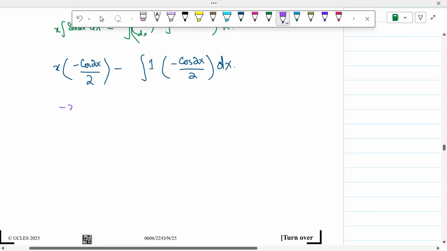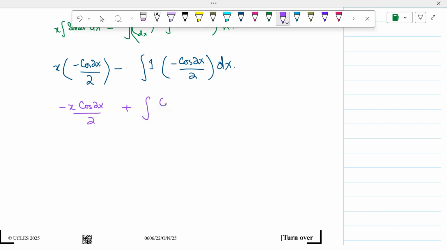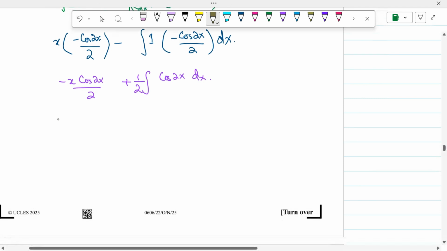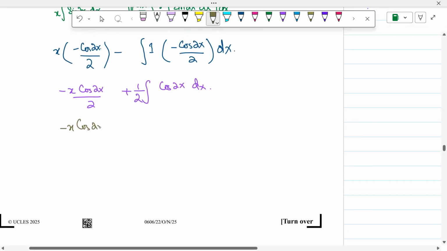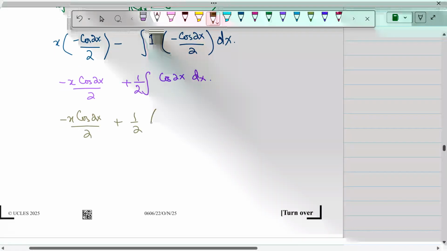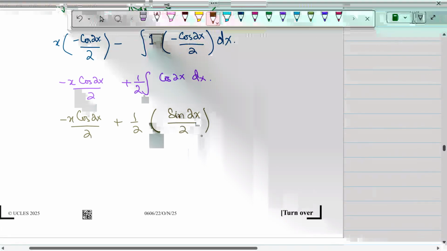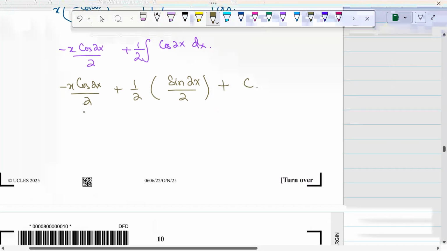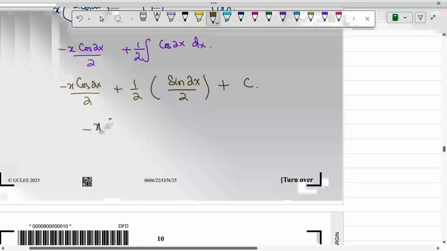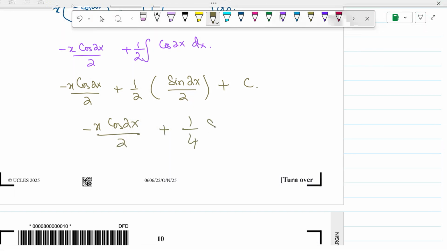Further solving, we will have negative x cos of 2x over 2, and negative times negative cos of 2x is positive, and the integration of cos of 2x, and this one is 1 over 2 dx. Now negative x cos of 2x over 2 plus 1 over 2 times the integration of cos of 2x, which is sine of 2x over 2, plus c, constant. So further solving, we will have negative x cos of 2x over 2 plus 1 over 4 sine of 2x plus c.